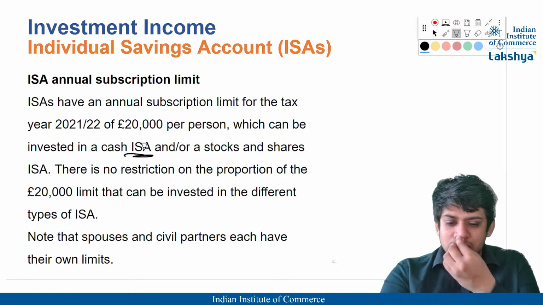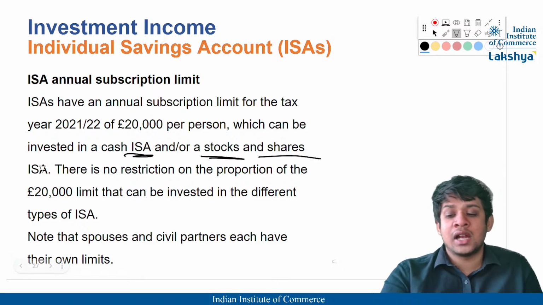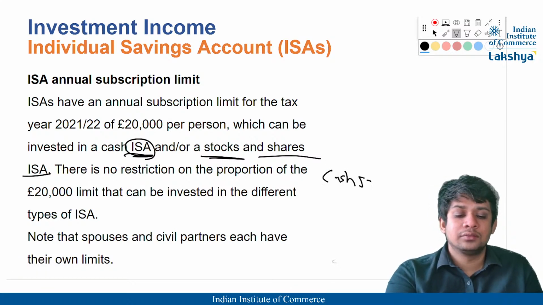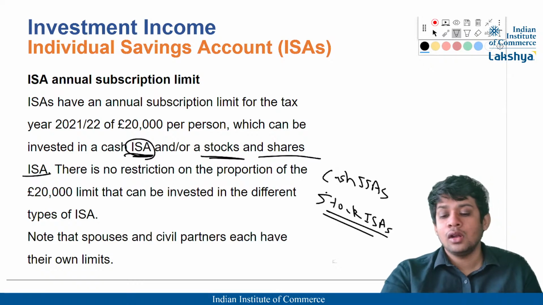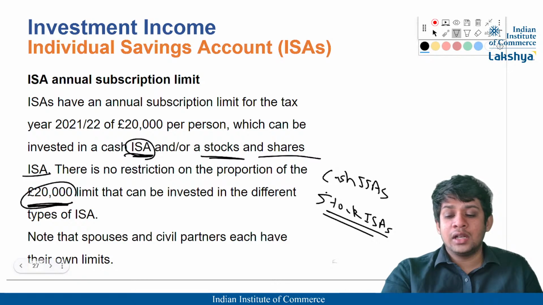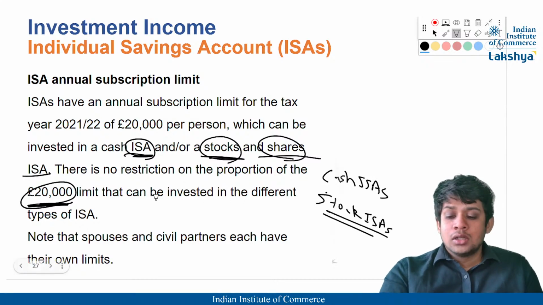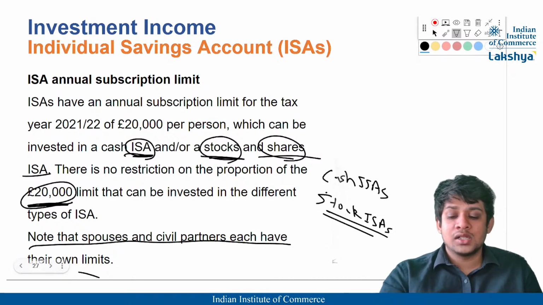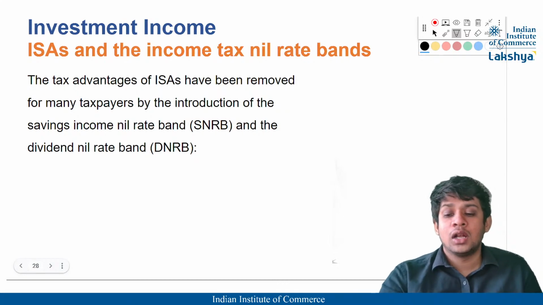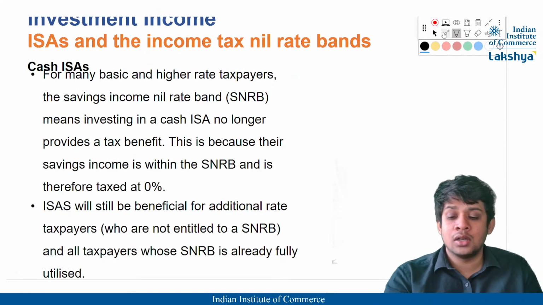Okay. Now, ISAs could be any stocks and shares that have been purchased. That means there are two types of ISAs. One is cash ISAs and one is your stock ISAs. The 20,000 limit is there irrespective of whether you want to invest in stocks or shares, or you want to just keep a deposit or anything. Note that spouses and civil partners each have their own limits, as I already told you. Now, we can ignore this part, it's not required.